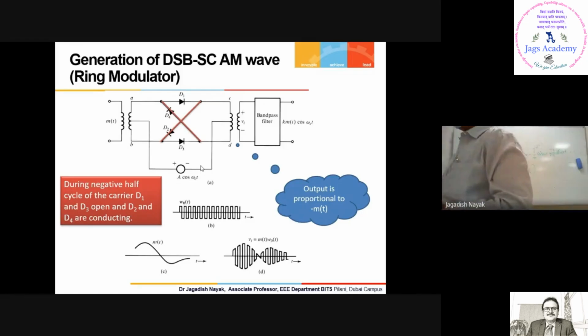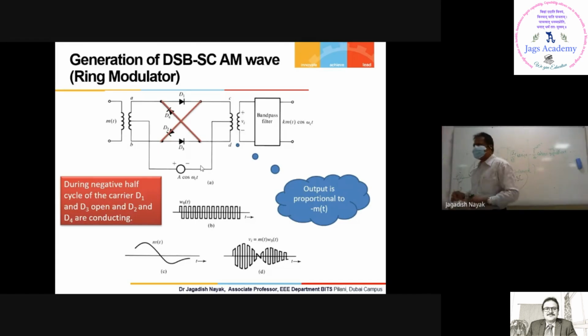So what exactly are you getting? Switching, right? M of t, minus M of t. In the earlier case also you are getting the same thing, M of t, minus M of t, alternately changing with the carrier frequency. And what is that actually? Tell me.